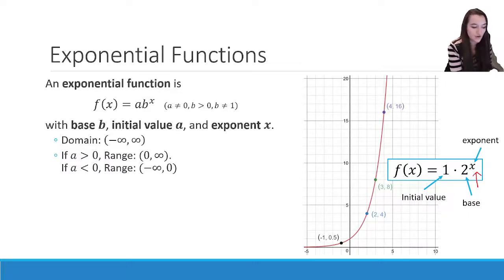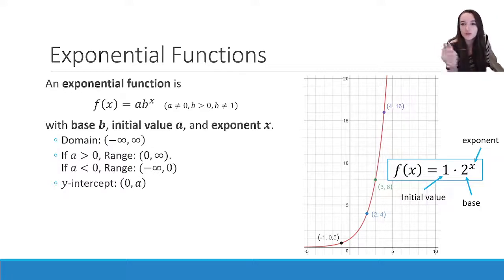If a is negative, however, our graph is going to flip over the x-axis. If you remember rules about transformations, those are going to come up soon. And so it will look more like this, which means that the range would be from negative infinity to 0. The y-intercept will always be at (0, a), so 0, the initial value. That's where the phrase initial comes from because it's time 0, or when we begin at 0, so initial.